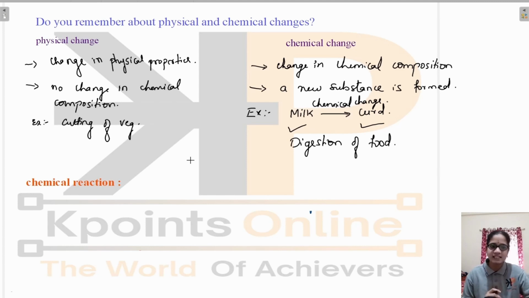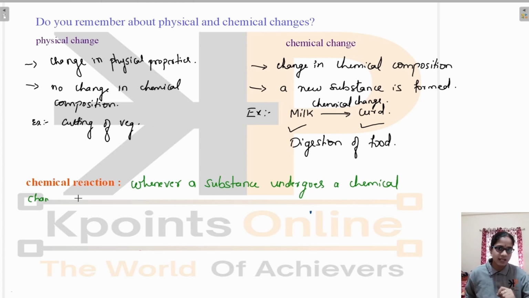So now you can easily understand what a chemical reaction is. How do you define a chemical reaction? Whenever a substance undergoes a chemical change, we say that a chemical reaction has taken place. So we observe many chemical reactions in our daily life. Can we give an example for it?